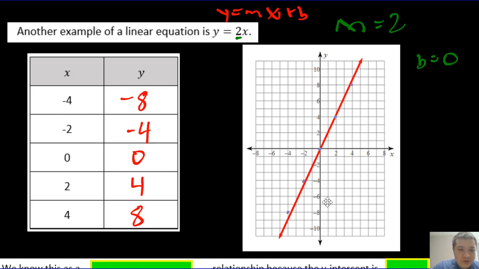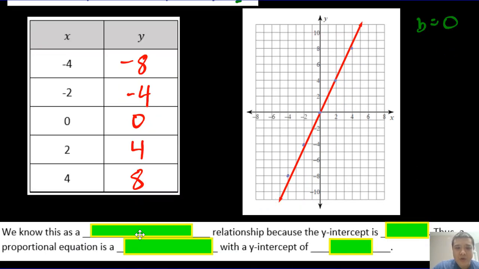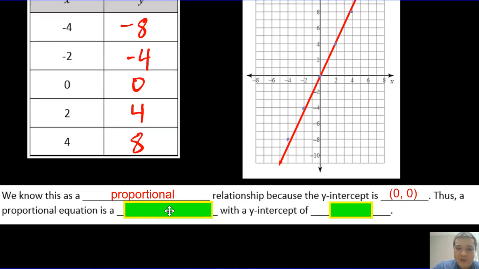Straight lines. So, like we said, we know this has a proportional relationship. y equals 2x is a proportional relationship. We've talked about that before because the y-intercept is 0, 0. Remember, all proportional relationships have to go through 0, 0, and it does right here. Thus, a proportional relationship is a linear equation. So proportional relationships are a type of linear equation with a y-intercept of 0, 0.